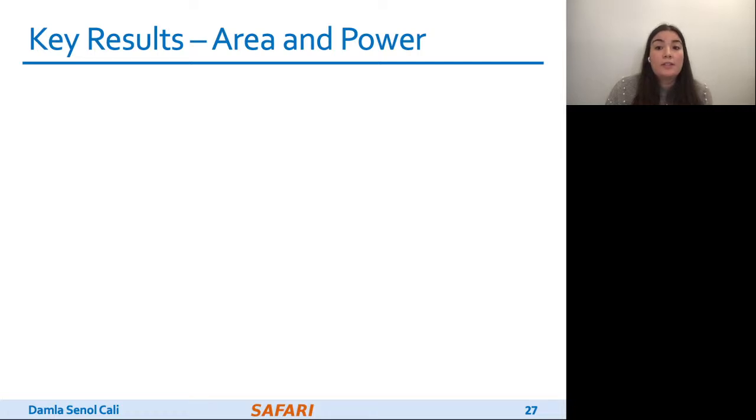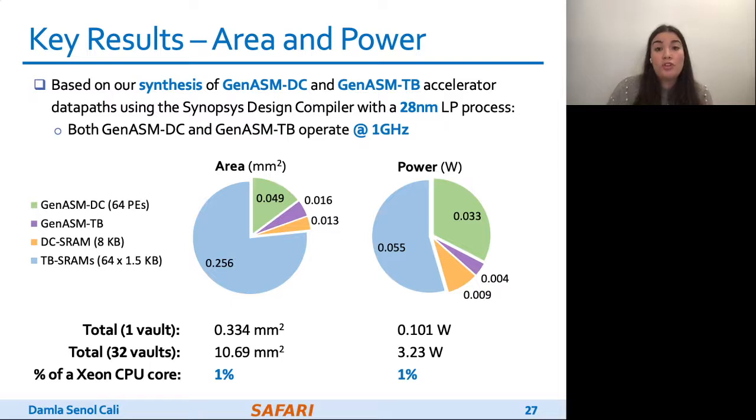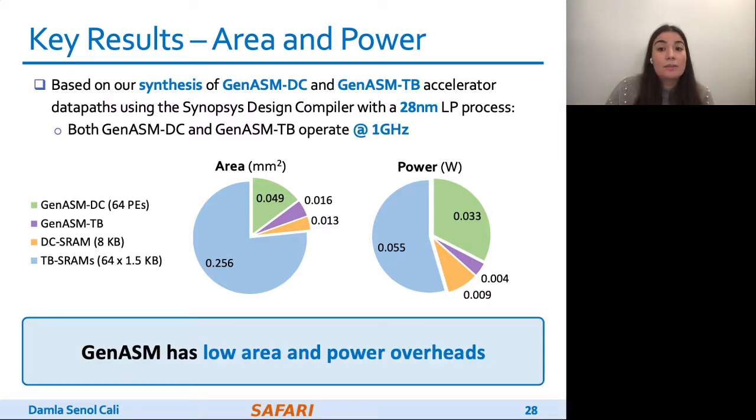We synthesize our DC-TB accelerator datapaths with a typical 28 nanometer low-power process. Both accelerators operate at 1 gigahertz, and we find that for 32 GenASM accelerators, one for each HMC vault, total area overhead is 10.69 square millimeters, and total power consumption is 3.23 watts. We observed that both area and power consumption of GenASM at a single vault is around 1% of the area and power consumption of a single Xeon CPU core. So GenASM has low area and power overheads.